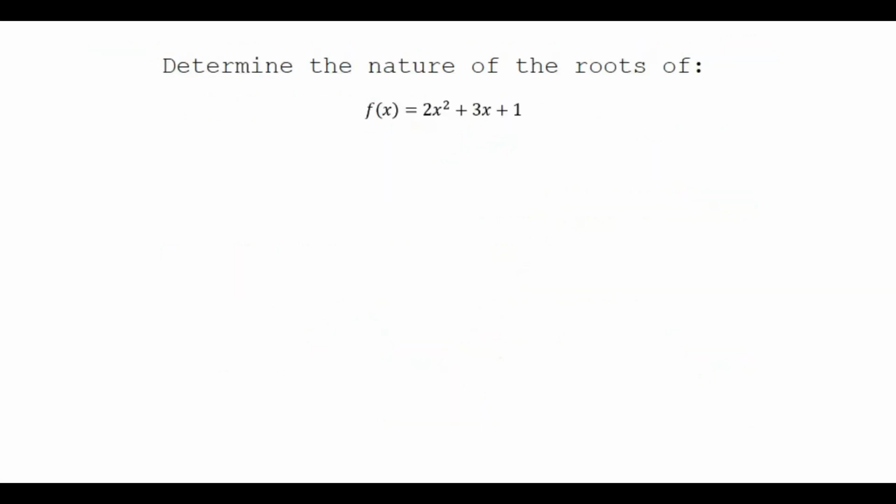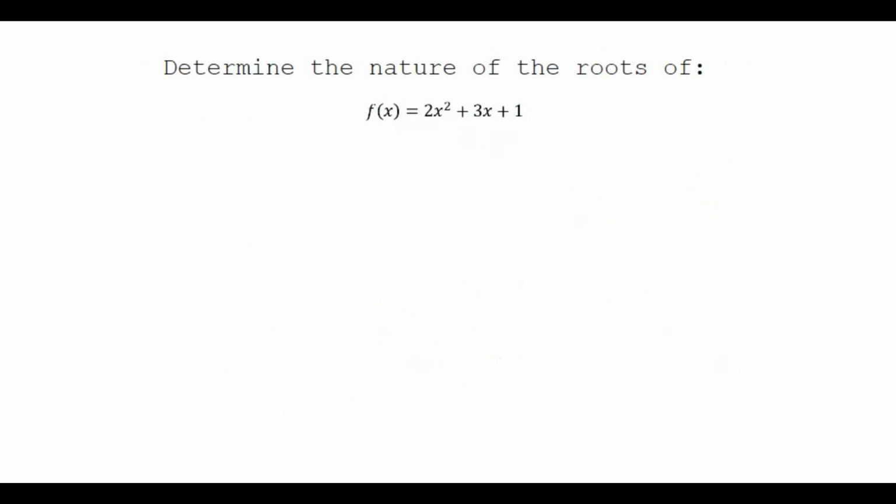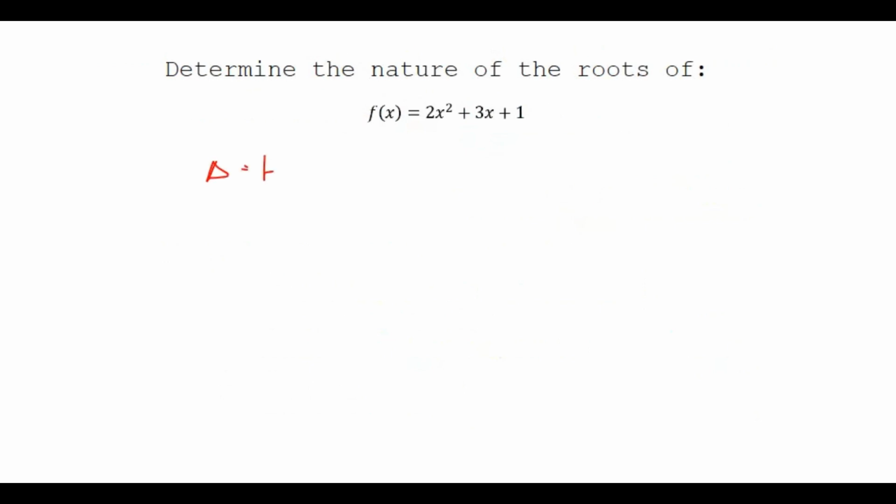Determine the nature of the roots of, and this is the function we mentioned earlier over here, 2x squared plus 3x plus 1. Okay, now to get the nature of these roots, we need to look at delta. And what is the formula for delta? B squared minus 4ac. Memorize that, please. We don't give you that. Alright, A, B, C. Now we need to substitute in and solve.